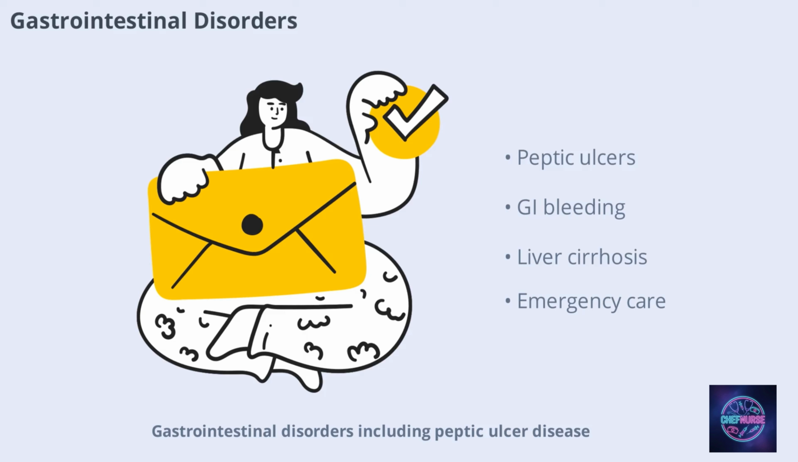Gastrointestinal disorders, including peptic ulcer disease, gastrointestinal bleeding, and liver cirrhosis, are important adult health topics. Focus on assessment findings, priority interventions, and patient education. Know the signs of GI bleeding, such as black tarry stools, and the emergency interventions required. For liver disease, understand the complications like ascites and hepatic encephalopathy, and the nursing care involved.